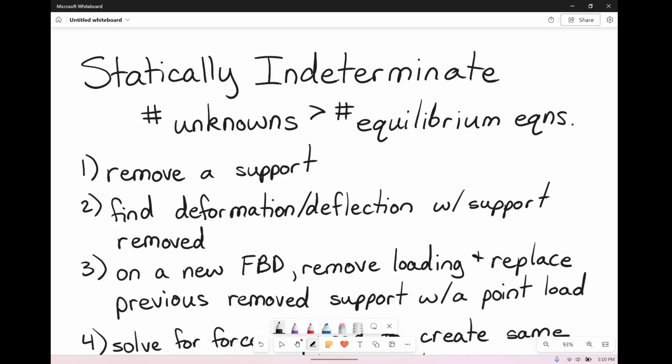And how we're going to do that is we're going to use superposition. So we're going to take our situation that's statically indeterminate. We're going to remove a support. If that one support was removed, now it's statically determinate. So now we can find our deformation or deflection, whatever you really want to call it. Deformation can be things like axial deformation, thermal deformation. Angle of twist is technically a torsional deformation. However you have deformation, or we can talk about it in terms of deflection for beams and shafts.